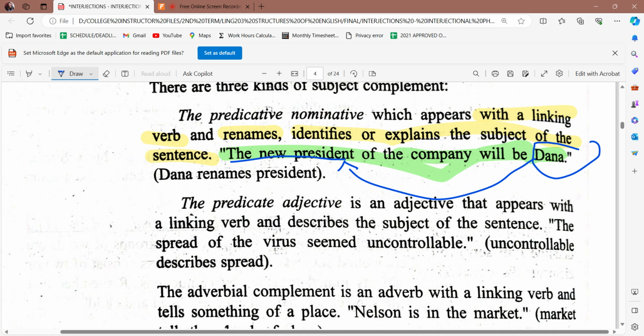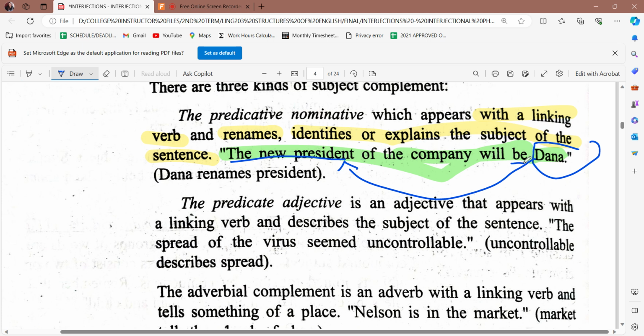Again, when you say predicate nominative, it appears with a linking verb and renames, identifies, or explains the subject of the sentence. So first you have to look for the subject of the sentence. After identifying, you will now look for the linking verb. Again, what is a linking verb? A linking verb is a verb that does not show any action. However, it will help the main verb. So for this one, we have the word be.